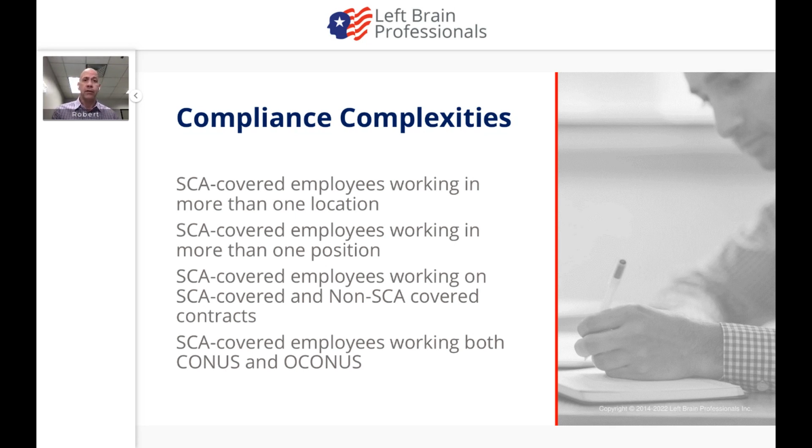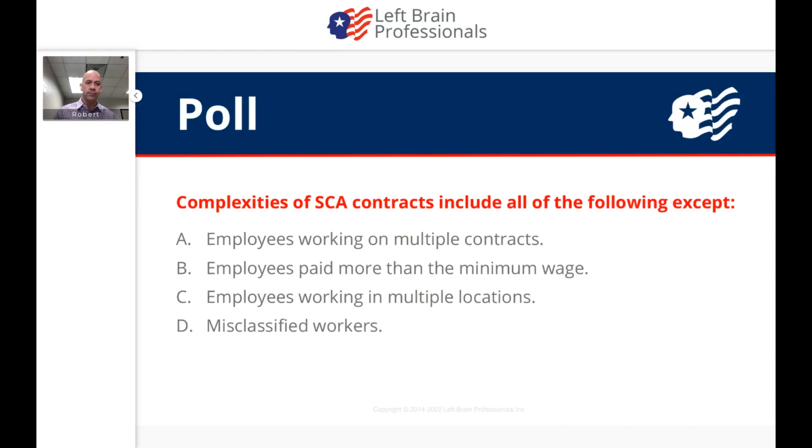But obviously, if they're doing non-SCA, if it's a non-SCA contract, such as a commercial contract, then I don't have the requirement to pay the H&W for the hours that they worked. Again, the wages is a separate conversation, may or may not be the same wage, but I don't have the requirement to pay the H&W as an example. I could also have potentially employees working both CONUS and OCONUS. And again, there could be obviously issues there with different wages and locations.